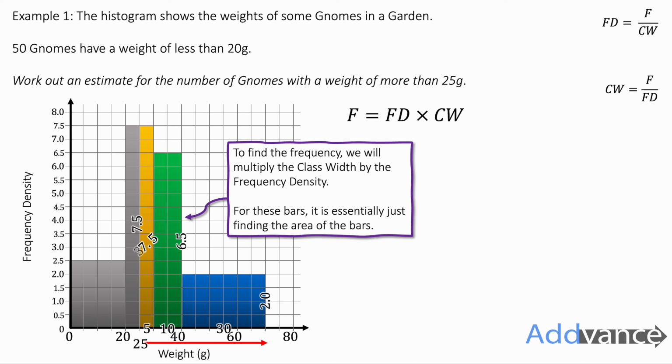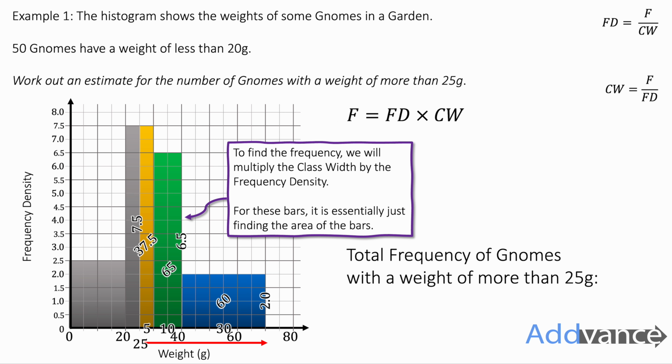7.5 times 5 is 37.5. 10 times 6.5 is 65. 30 times 2 is 60. So we found the areas of those individual bars. Now we just need to find the total area, or the total frequency of the gnomes. And that's just adding those numbers together. And we get 162.5, and that's the final answer. That is an estimate for the number of gnomes with a weight of more than 25 grams. It is just an estimate because that yellow bar we found by just halving the bigger bar. It's not exactly accurate because the gnomes might not be evenly spaced throughout that bar.